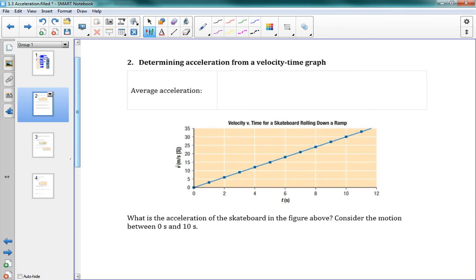Okay, great. On the next page, that last one we were talking about position time graphs. Now we're going to say determining acceleration from a velocity time graph. Our equation for average acceleration is a average is equal to delta v over delta t. I can expand that delta v and say that's vf minus vi, so the final velocity minus the initial velocity over delta t.